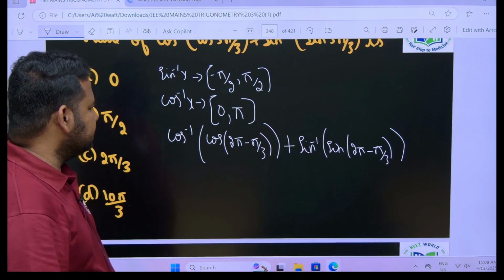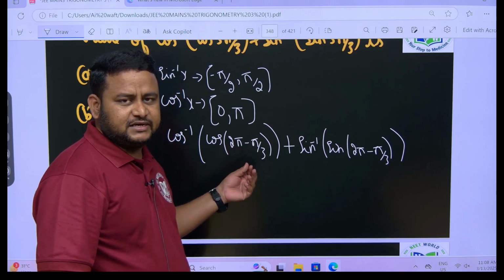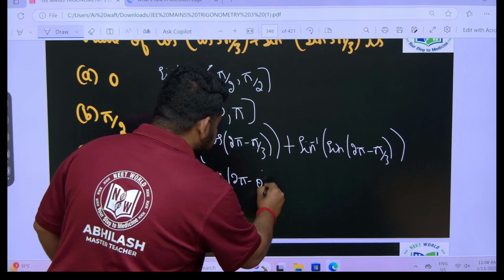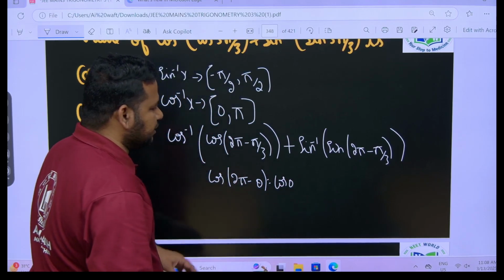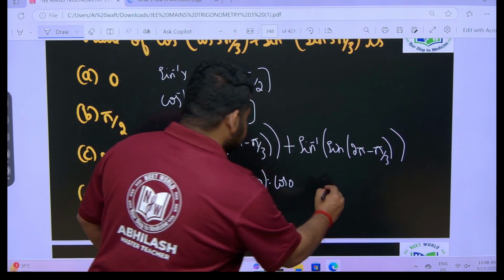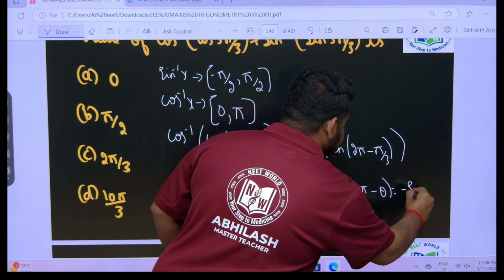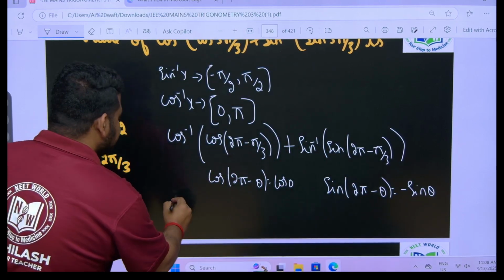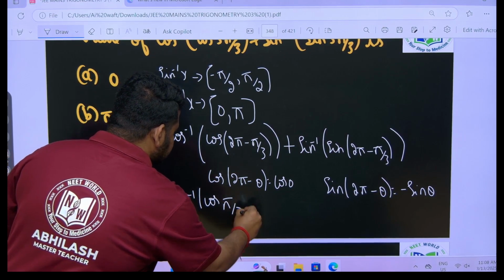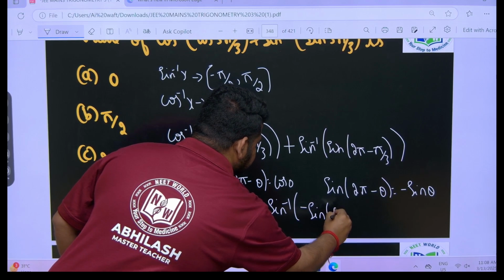So what do we get here? Cos of 2 pi minus theta is cos theta, because it is the fourth quadrant, where cos is positive. But when it comes to sine, in the fourth quadrant, sine is negative. Sine of 2 pi minus theta is minus sine theta. So this value will be cos inverse of cos pi by 3, plus sine inverse of minus sine pi by 3.